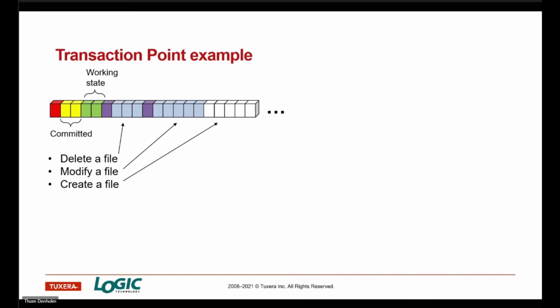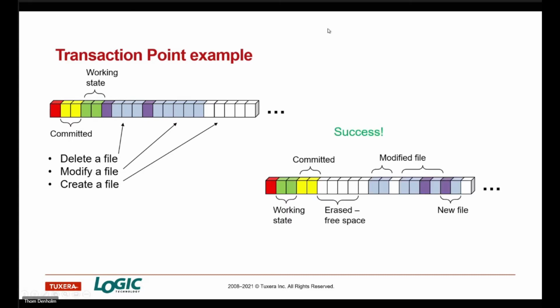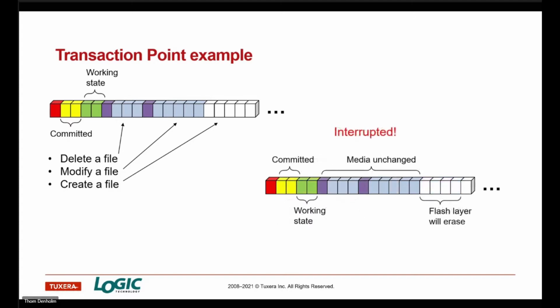Let me demonstrate with three common operations. We'll collect them into one atomic operation using a transaction point when complete. So once we perform the operations, we do the transaction point, we end up with a successful state. The file that was erased is erased. The modified file, notice we didn't modify the block in place. We created a new block for that. And then we created a new file. If the power was lost, if something happened, the system crashed or something like that, it would revert to that previous state.